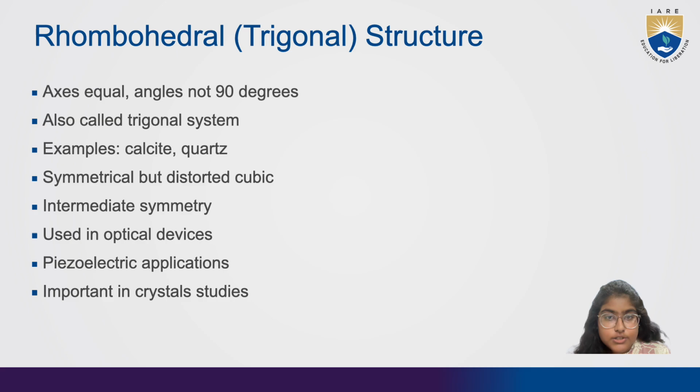The rhombohedral structure can be thought of as a symmetrical but distorted cubic structure, as it possesses intermediate symmetry compared to the systems we've discussed. Materials with this structure are often used in optical devices due to their birefringence properties and can find application in piezoelectric devices. Understanding the rhombohedral structure is important in crystal studies, particularly in mineralogy and materials characterization.